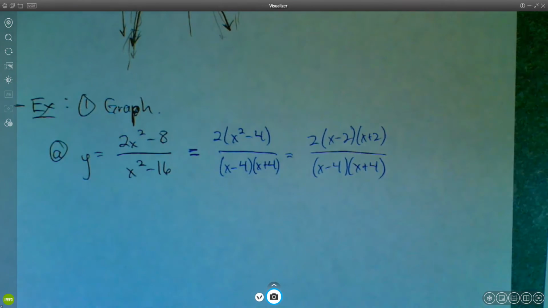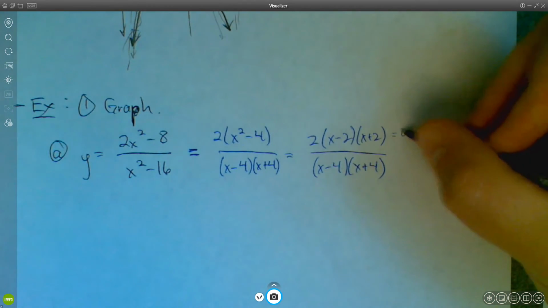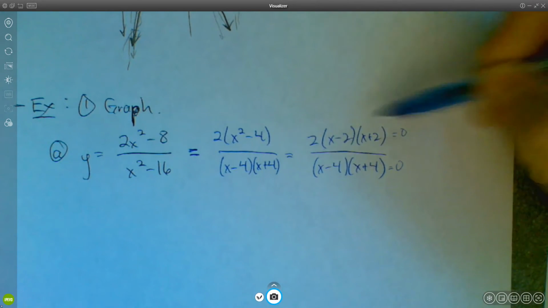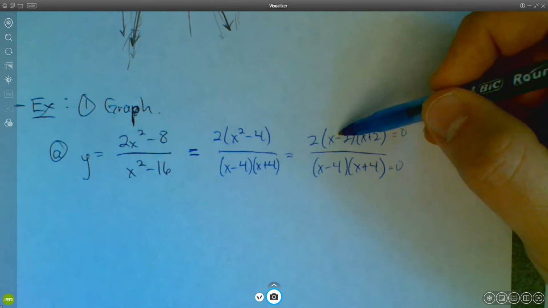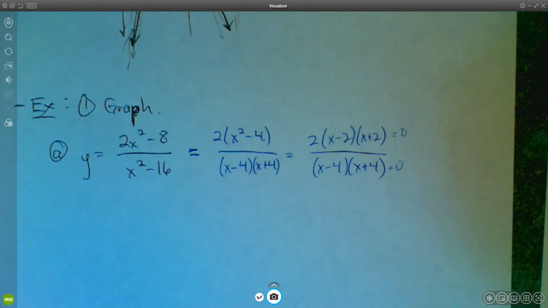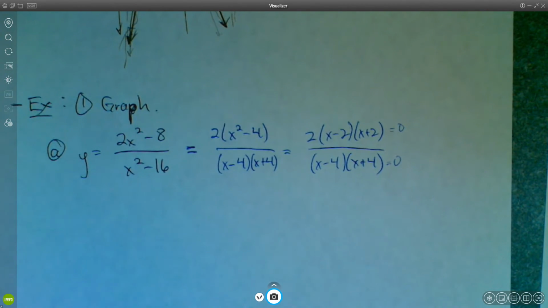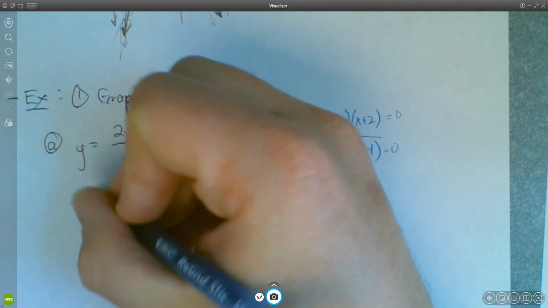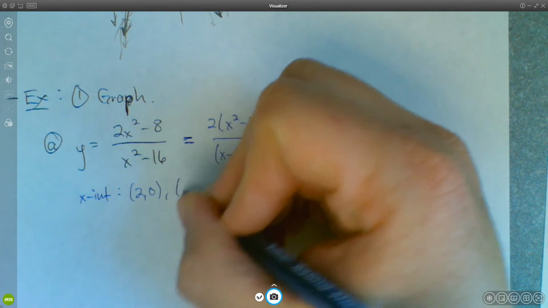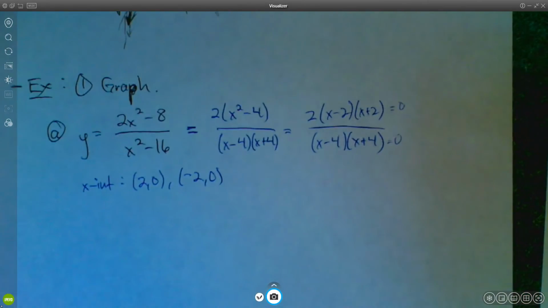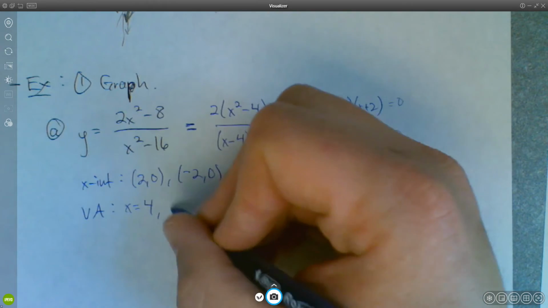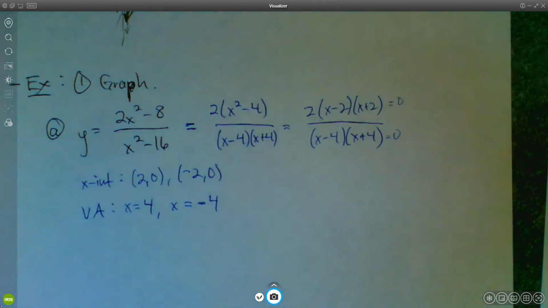Okay? And again, I'm imagining setting these things equal to 0 and then solving for x, which is why I'm flipping the signs, right? If you solve x minus 2 equals 0 for x, you're going to get x equals positive 2. And here you're going to get x equals negative 2. Here you're going to get x equals positive 4. And here you're going to get x equals negative 4. Okay, so I know that I've got x-intercepts at positive 2 and at negative 2. And then I know that I have vertical asymptotes at x equals 4 and at x equals negative 4.